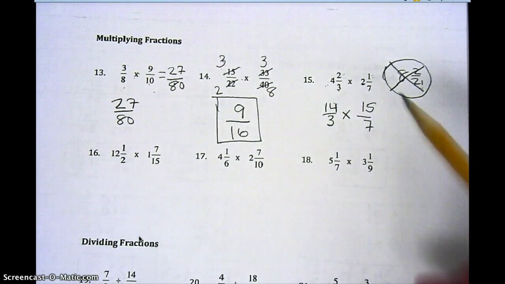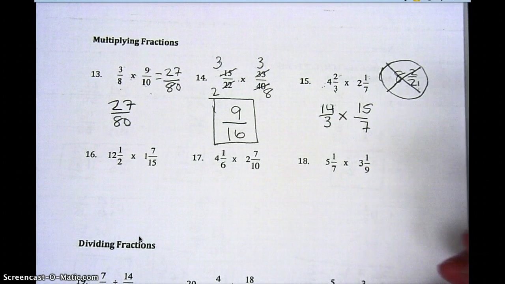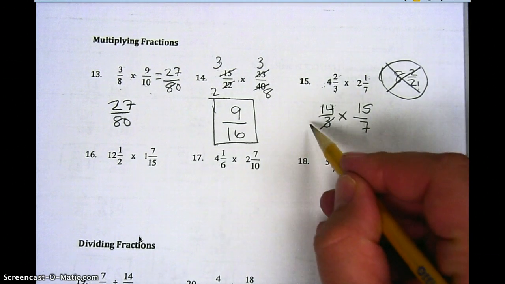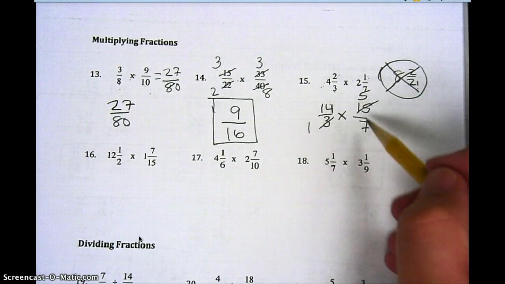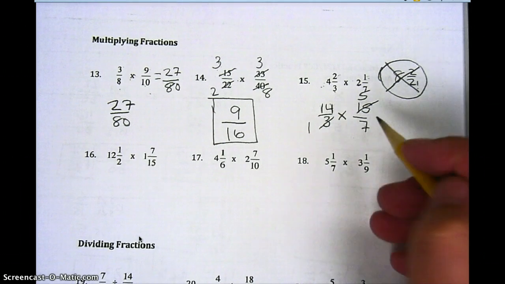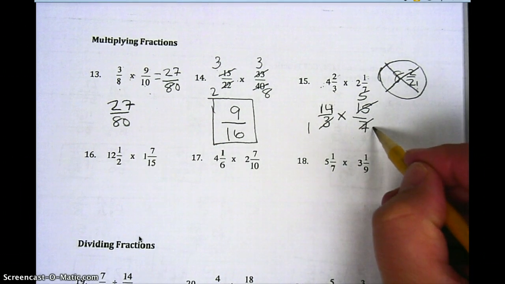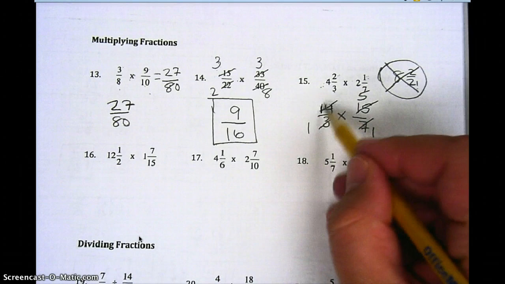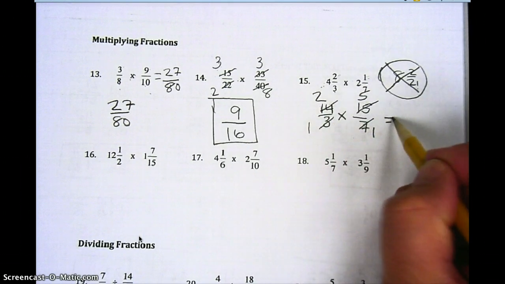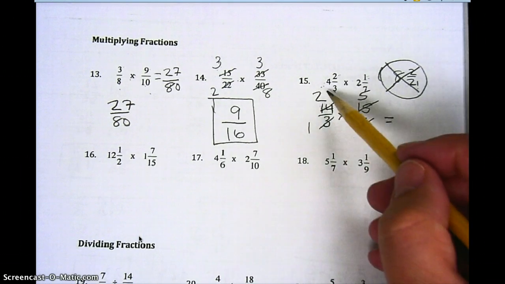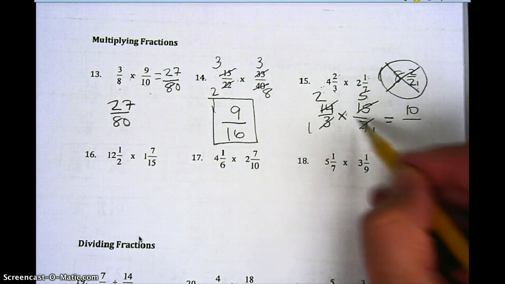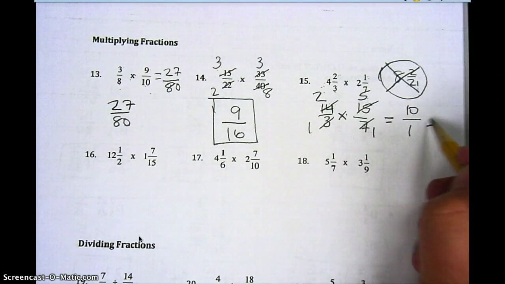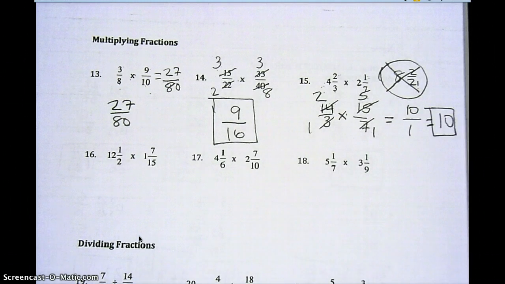So if I look at the 15 and the 3, they both have a common factor of 3. 3 divided by 3 is 1. 15 divided by 3 is 5. I have 14 and 7. They both have a common factor of 7. 7 divided by 7 is 1. 14 divided by 7 is 2. Now when I multiply the top and the bottom, I get 2 times 5, which is 10, and 1 times 1, which is 1. Well, 10 over 1 is the same thing as 10. So that answer is 10.